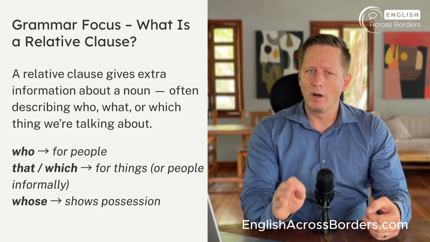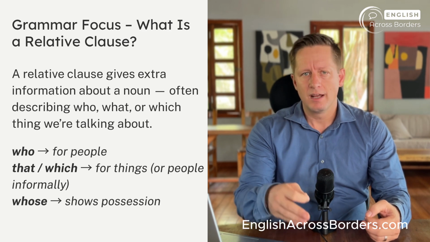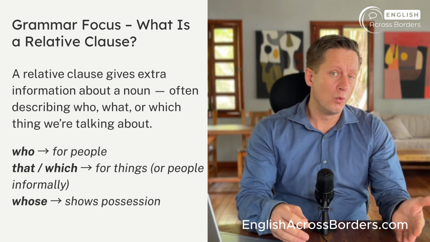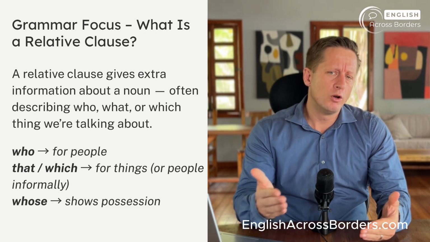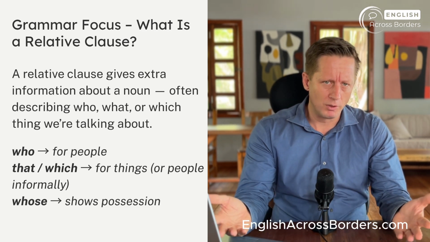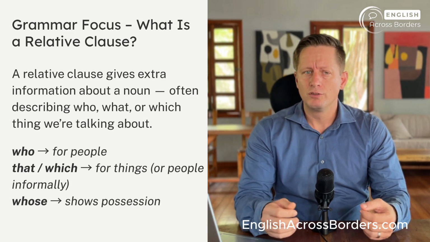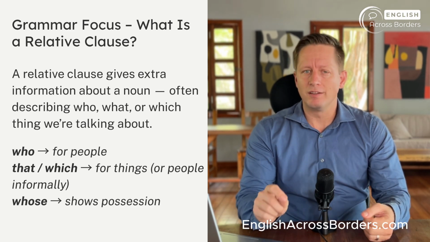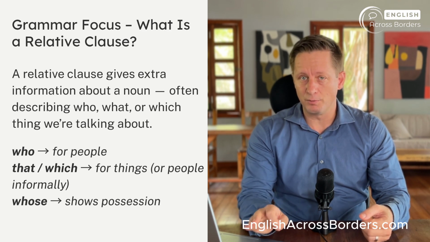Let's work on a bit of grammar now. Let's start by understanding what a relative clause is. A relative clause adds extra information about a noun, explaining more about who or what we mean. We use relative pronouns like who when talking about people, that or which for things, and whose to show possession. These little words help connect the extra details to the main noun smoothly.